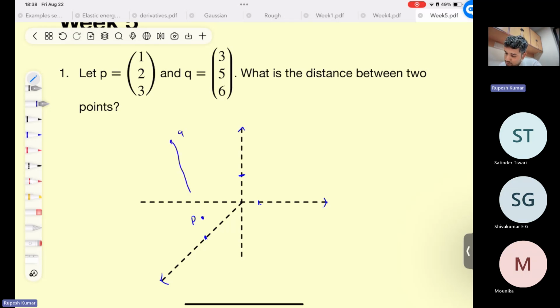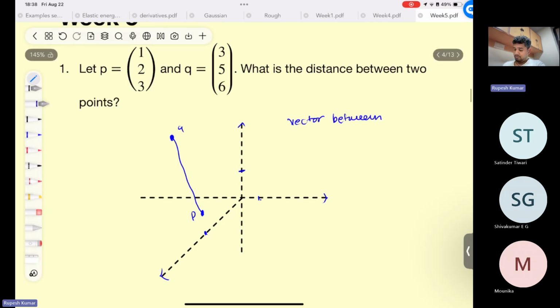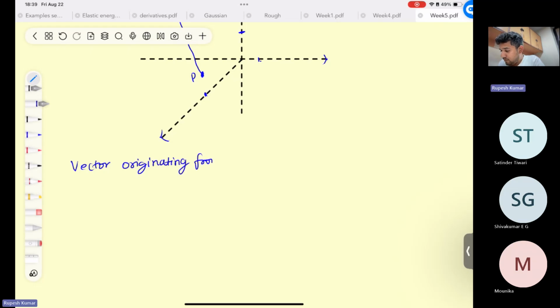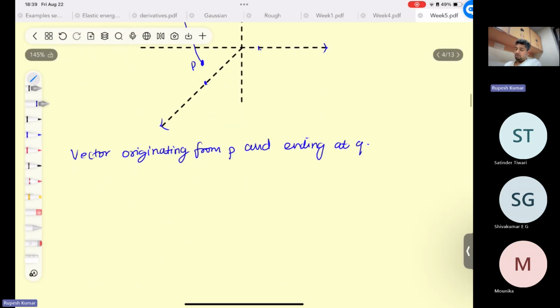Then what is the distance between these two points? What can you say about the length of this vector? So now we can always draw the vector between these two points to find the length. Let me write it like this: the vector originating from P and ending at Q. That will be essentially Q minus P.